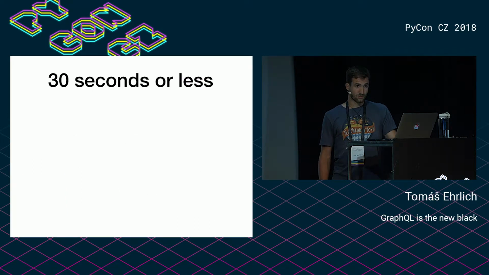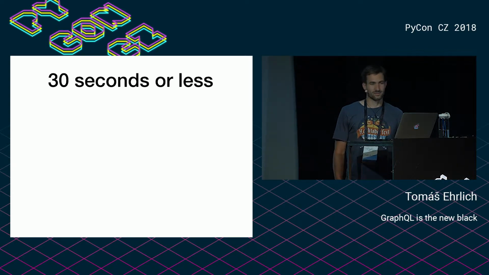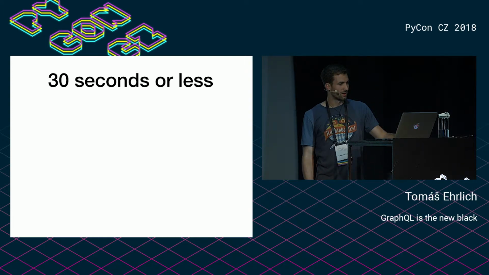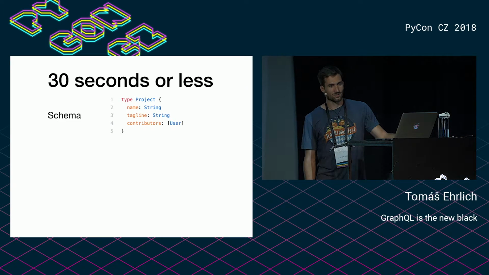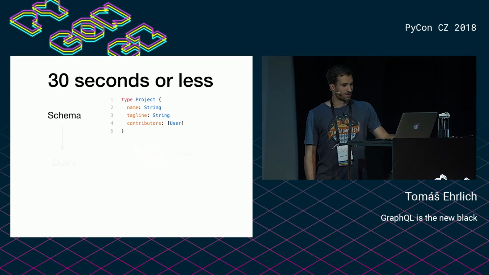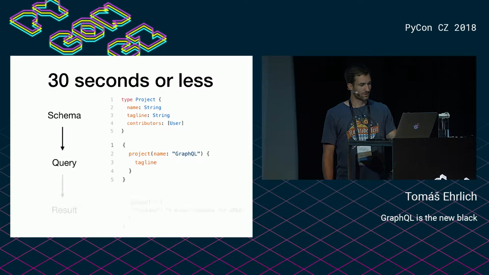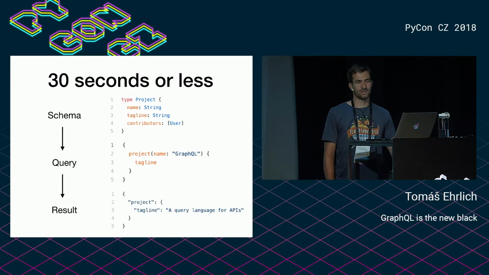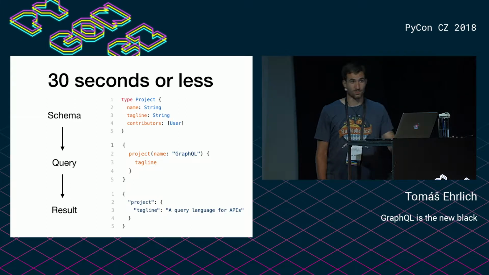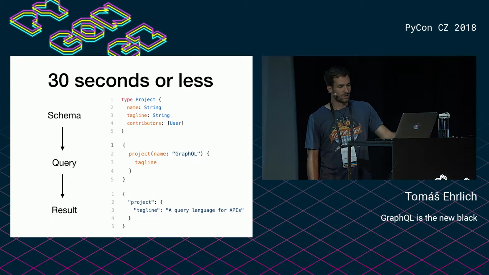So if I wanted to explain what GraphQL is in 30 seconds or less, I would use the example from the GraphQL homepage. Basically, the server describes the data in a schema. You can use the query language to query the specific data from the server, and the server returns the data in exactly the same shape as you requested. And this is the most important attribute of GraphQL, that the shape of a response is always defined by the client and not by the server.